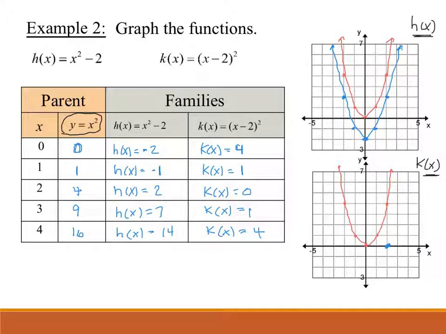When x is 2, we're at 0. So now this function is going to move over 2 spaces. So now you can see that when x is 1, we're at 1. When x is 3, we're at 1. We can see that when x is 0, we're at 4. And when x is 4, we're also at 4. So the axis of symmetry is moved as well. It's moved over 2 positions as well.